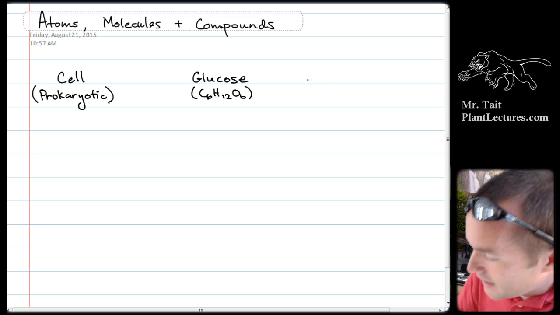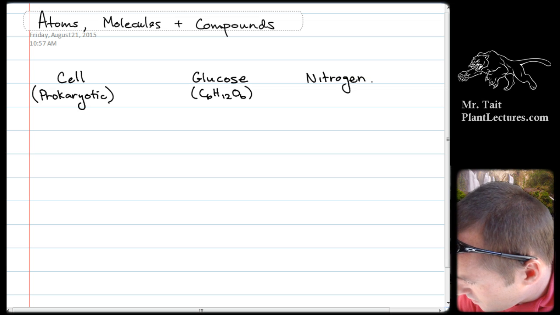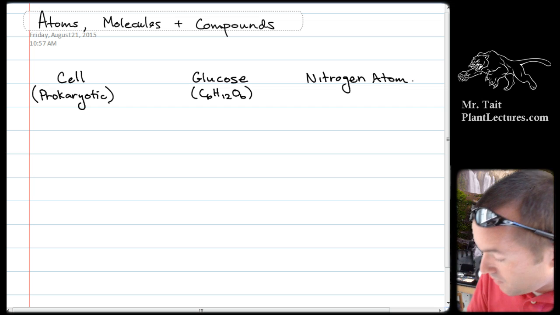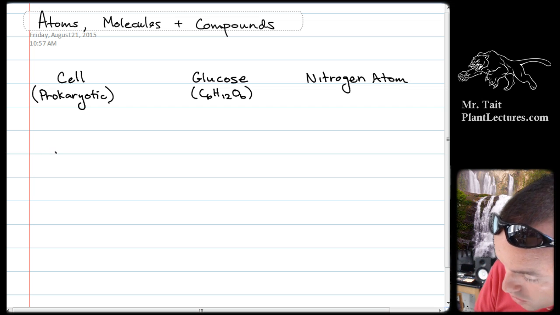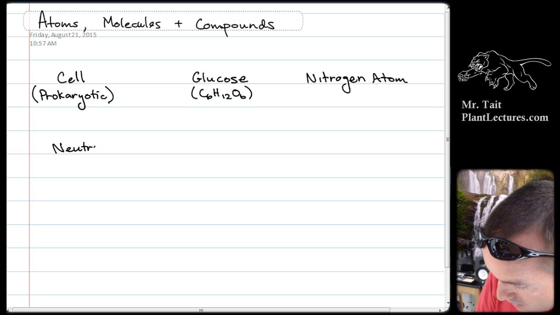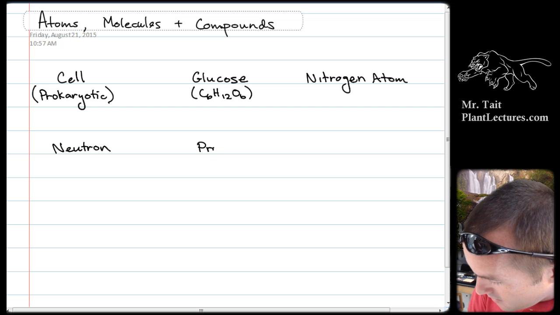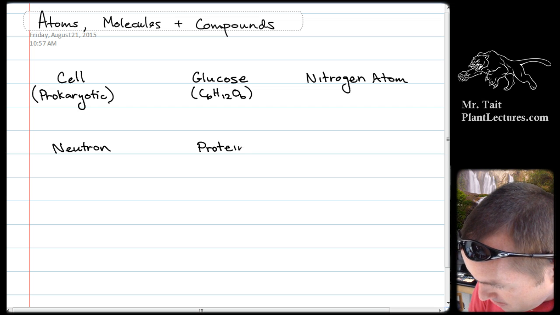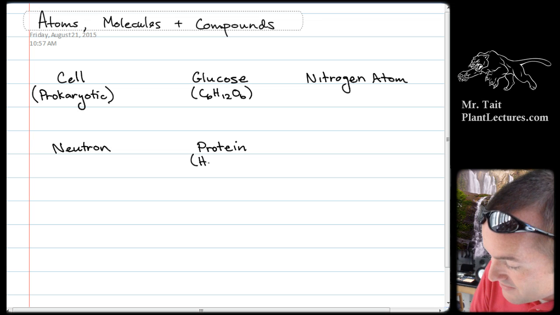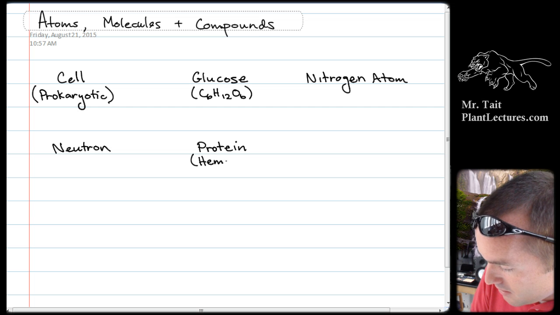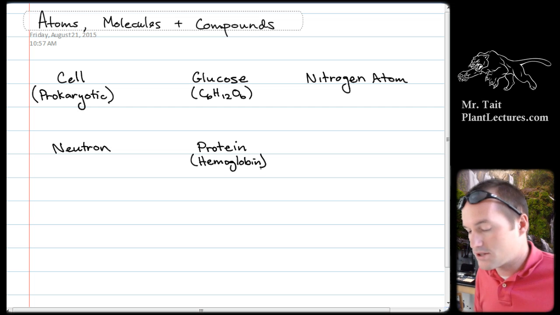The third thing is going to be a nitrogen atom. Fourth thing is going to be a neutron. Fifth thing is going to be a protein. And again, there's lots of different types of proteins. So we're going to say, for this specific example, we'll say it's hemoglobin. That's the protein that moves oxygen around in your blood.